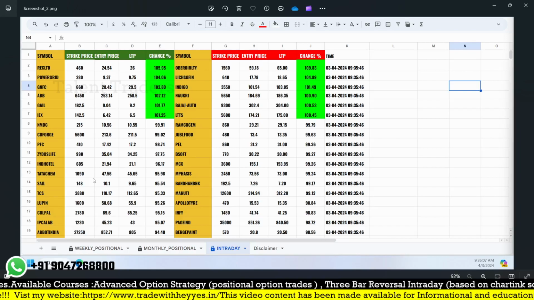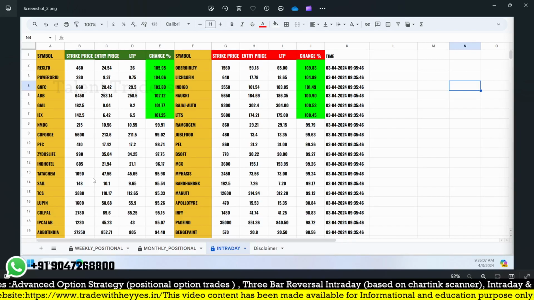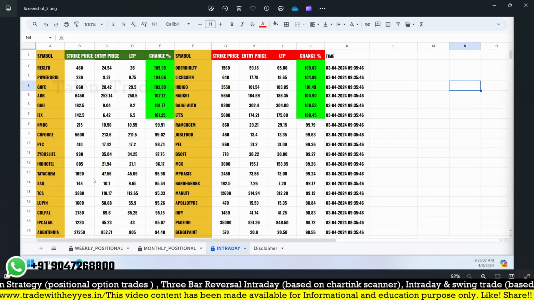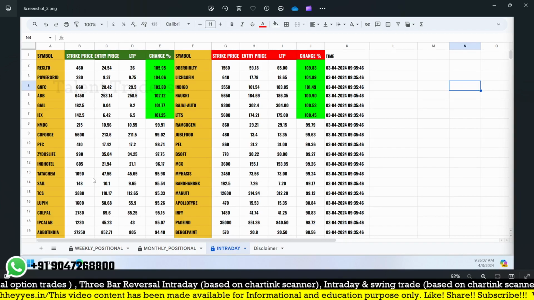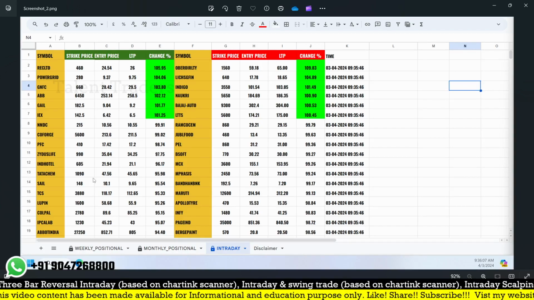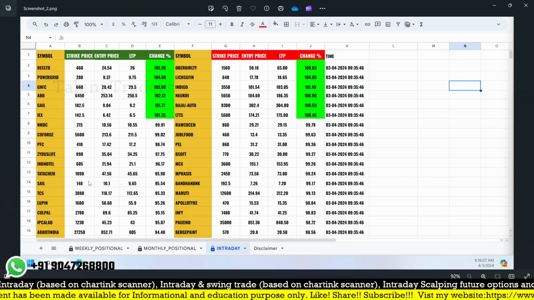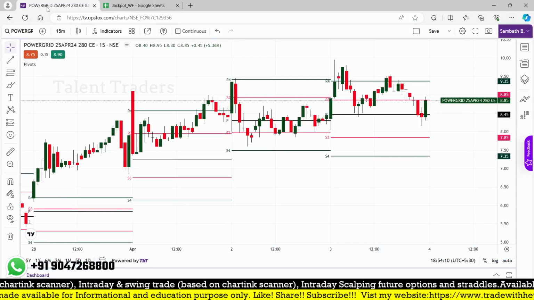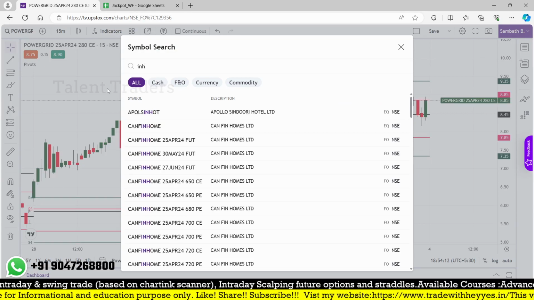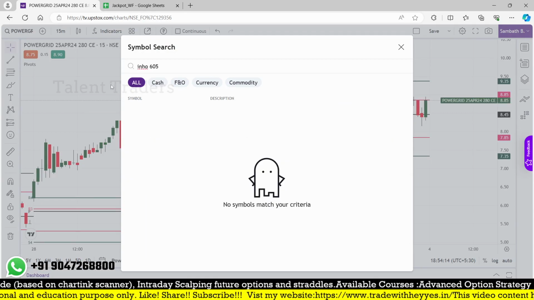So before taking a trade, you should consider whether the stock has good liquidity or not, because in this scanner I am filtering out all 182 F&O stocks at this moment, and Hindu Hotel 605. So let me check what is happening. Hindu Hotel 605.